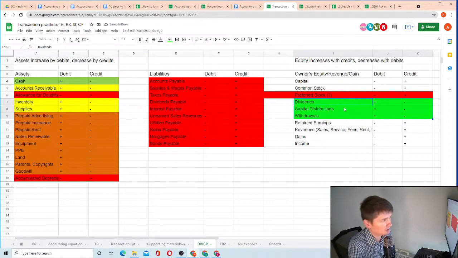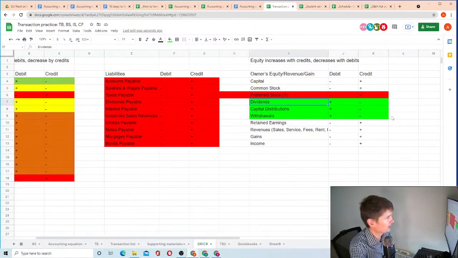I think we will have to run a separate session on contra accounts. We have contra assets accounts here, accumulated depreciation and allowance for doubtful accounts. They will have properties a bit different from other assets. And we have contra equity accounts, which are mostly owners' distributions, and their behavior will be different compared to the equity.